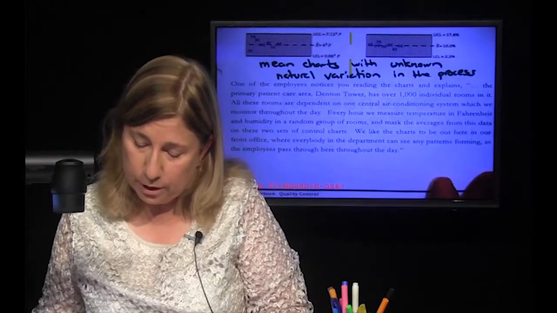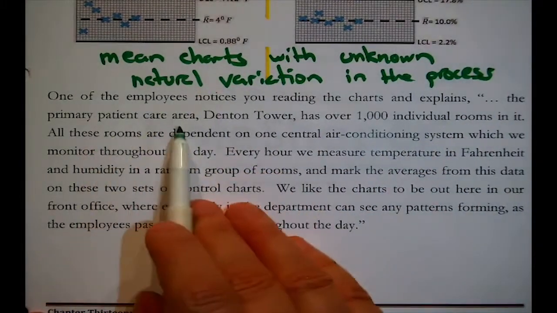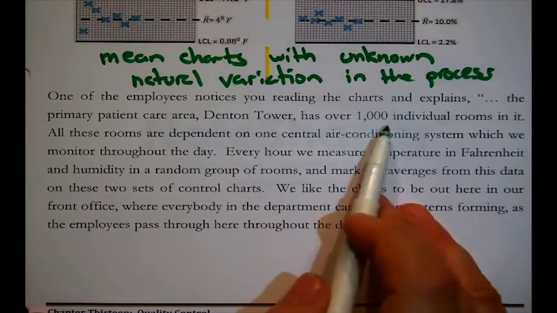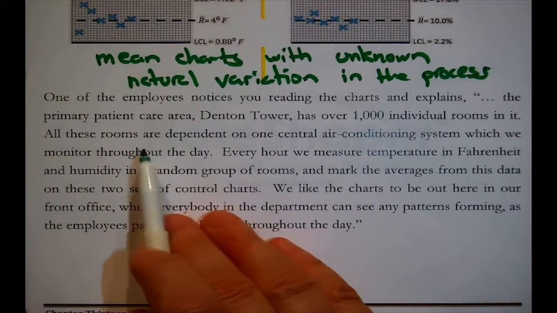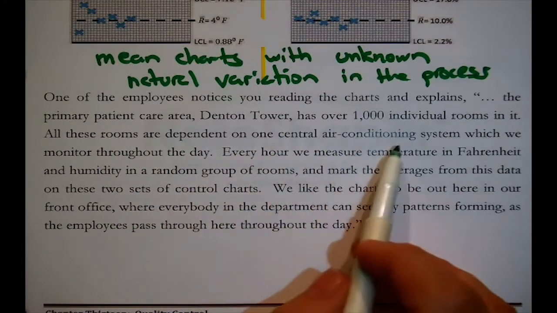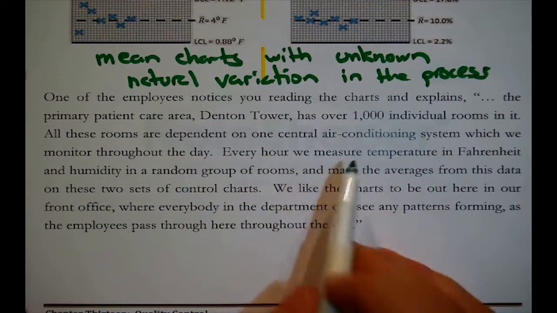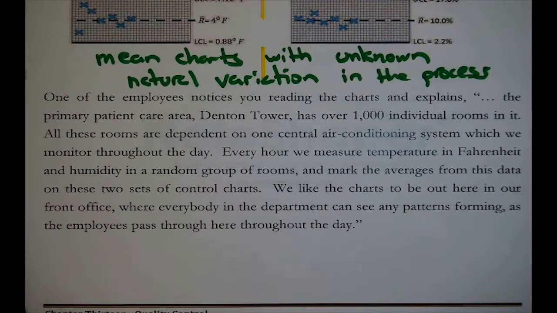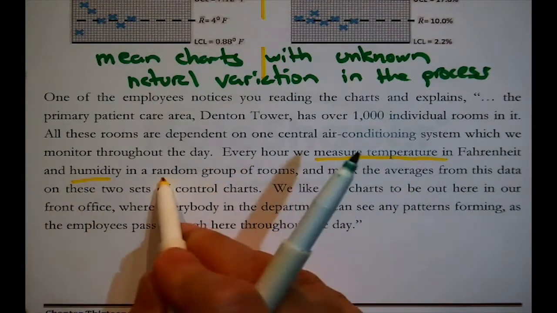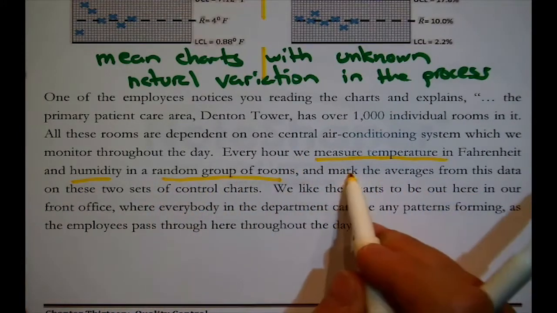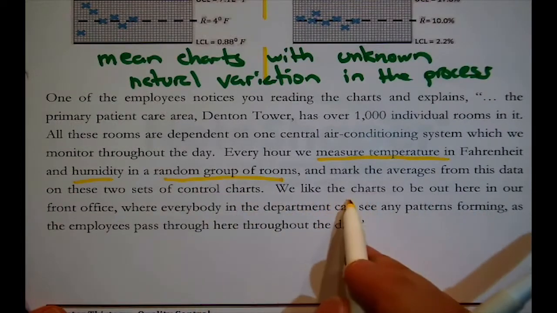What else do they have to share? One of the employees notices you reading the charts and explains: the primary patient care area, Denton Tower, has over 1,000 individual rooms in it. All these rooms are dependent on one central air conditioning system, which we monitor throughout the day. Every hour we measure temperature in Fahrenheit and humidity in a random group of rooms and mark the averages from this data on the two sets of control charts.